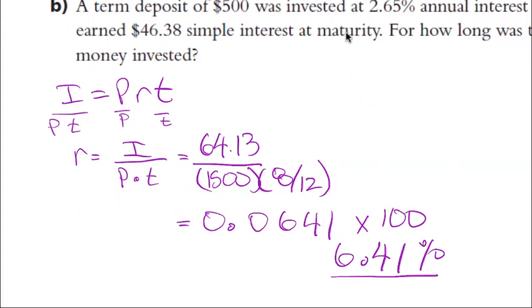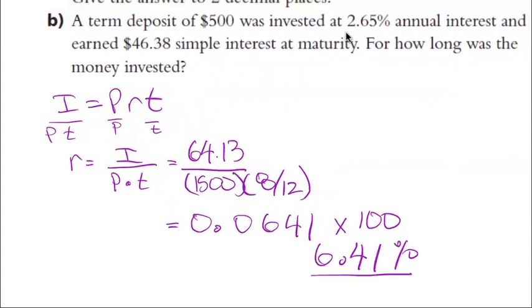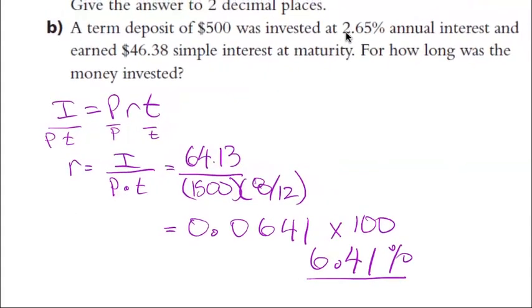So we've calculated our interest. We've calculated what our principal was. We've calculated what our interest rate was. So this question B probably is going to calculate, well, how long was it invested for? Question B, a term deposit of $500. There's my principal, was invested at 2.65%. There's my interest rate, earned 46.38 interest. How long was our money invested?